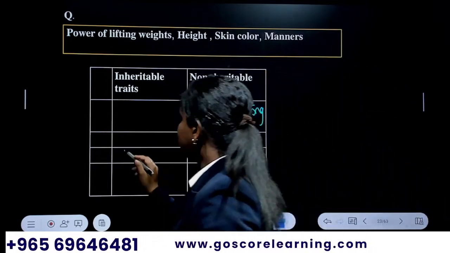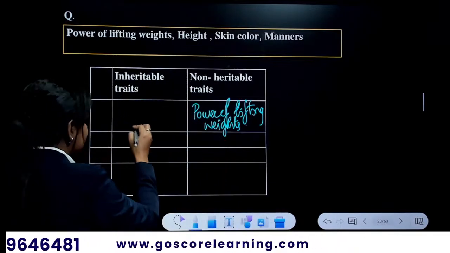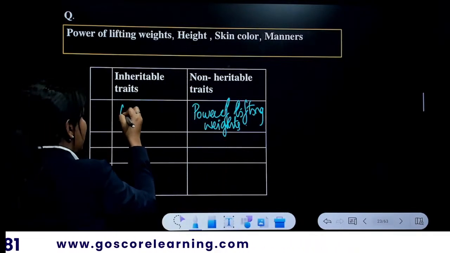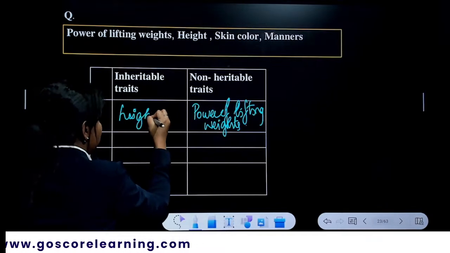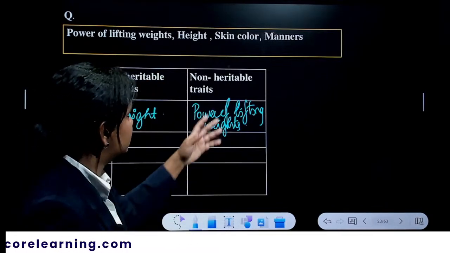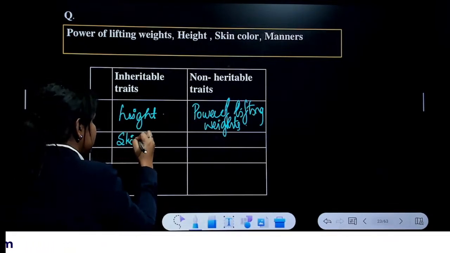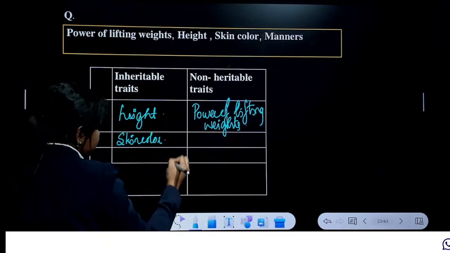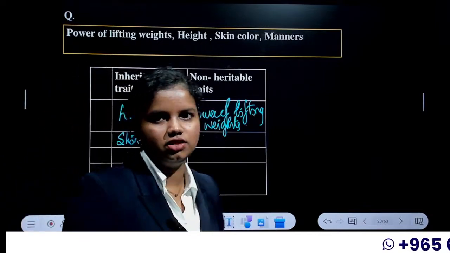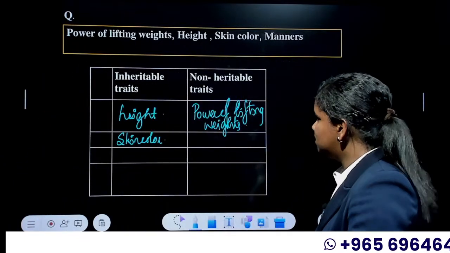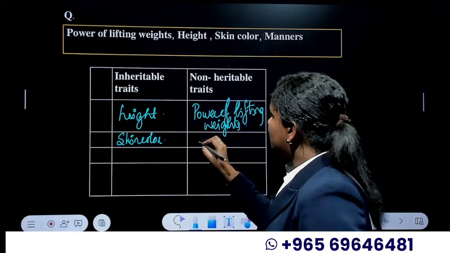Height, you have to say that it is genetic. So height will be here in this column, your inheritable traits. Skin color, yes, skin color is completely genetic. It comes from your father and goes to your offspring. It's there in your gene. Non-heritable, definitely.